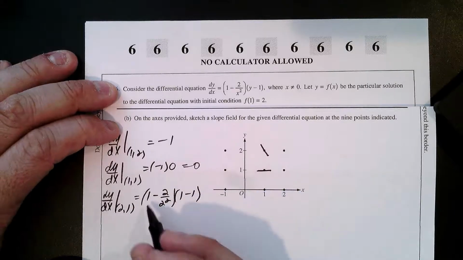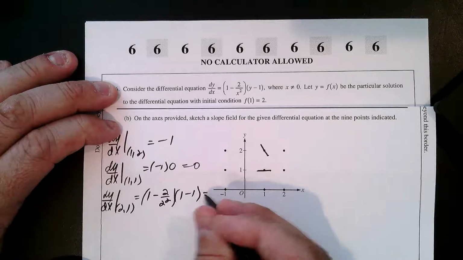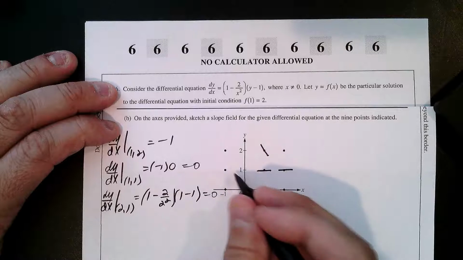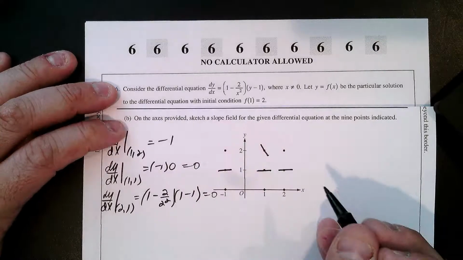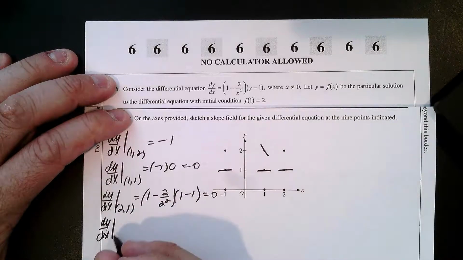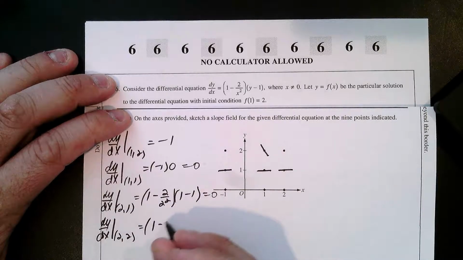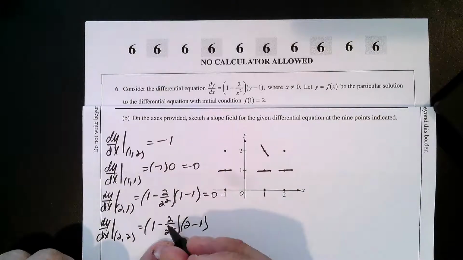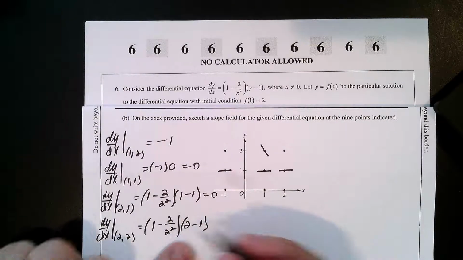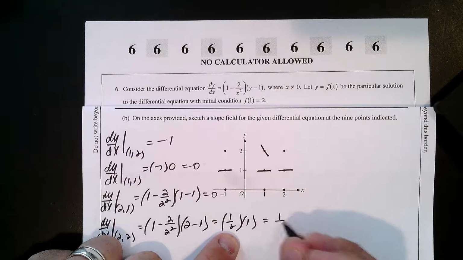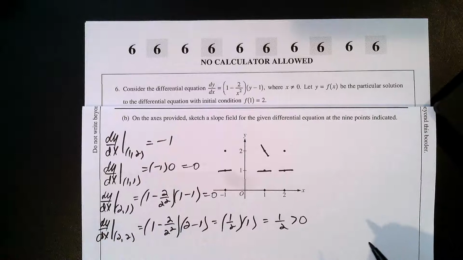In part A, find the slope of the line tangent to the graph of f at the point (1, 2). Slope of the line tangent to the graph, we know what that is. That's the derivative. I need to know dy/dx at (1, 2). So we're going to go to the derivative expression. We've got (1 minus 2 over x squared) times (y minus 1).